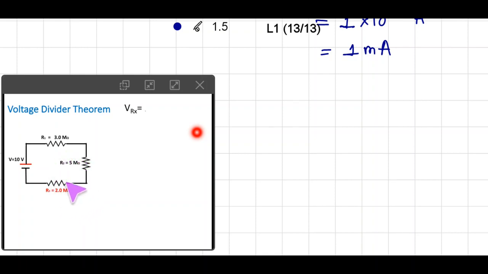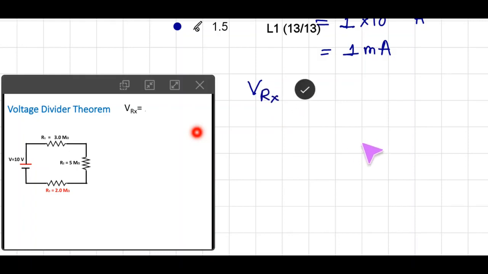So we generalize the voltage divider theorem. Now in this case we are finding the voltage across R3. You can find out the voltage across any resistance, that is not the problem, but here we are considering the voltage across R3. So in order to find the voltage across any resistance, maybe 1, 2, 3, we shall treat it as VRX.